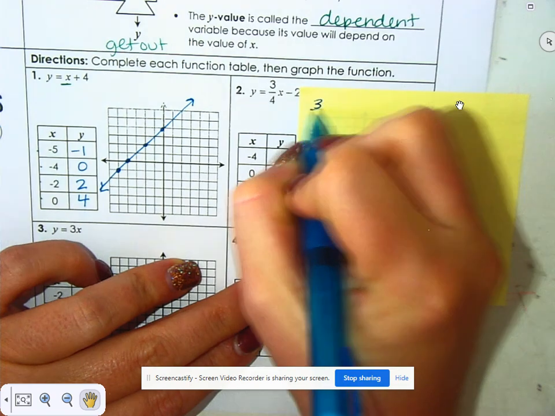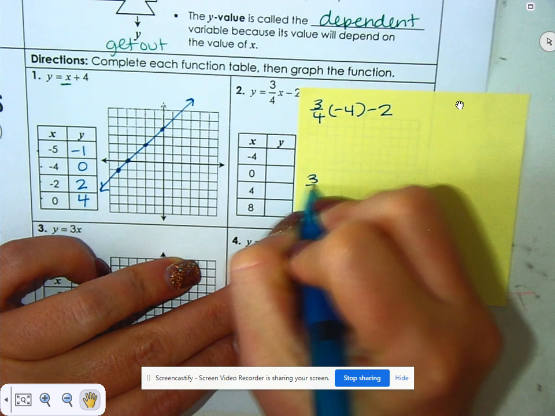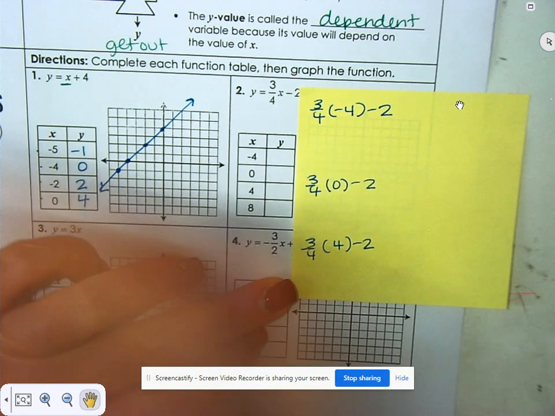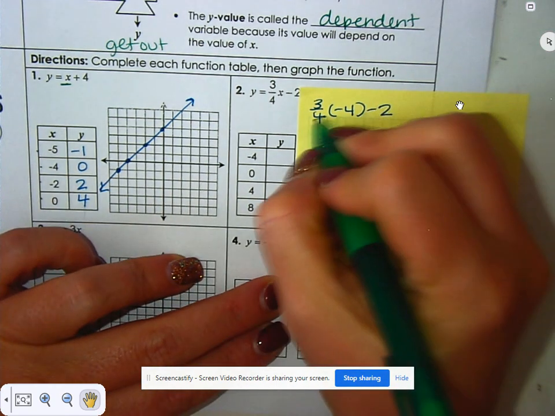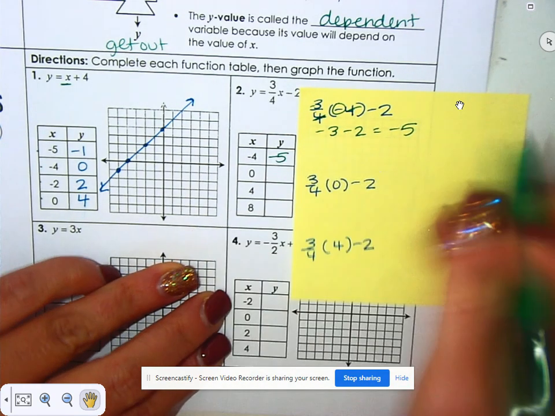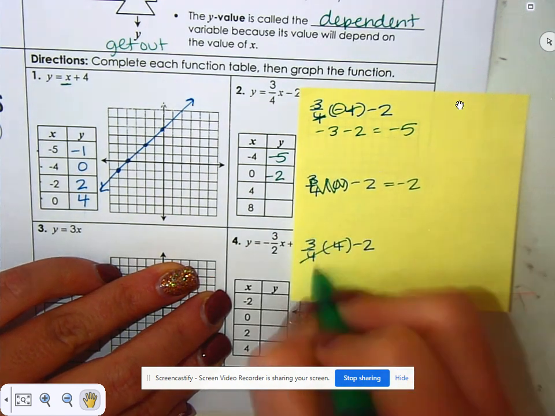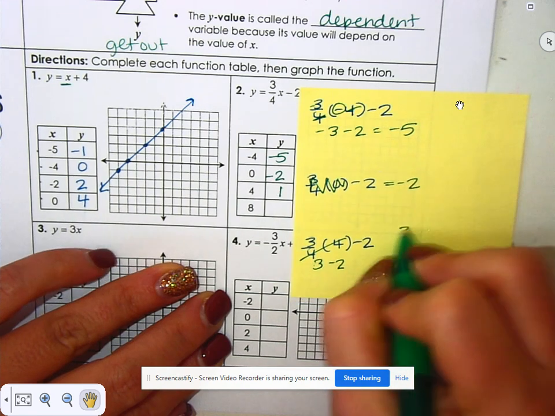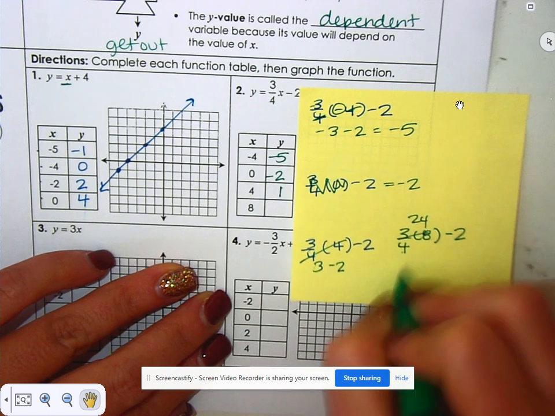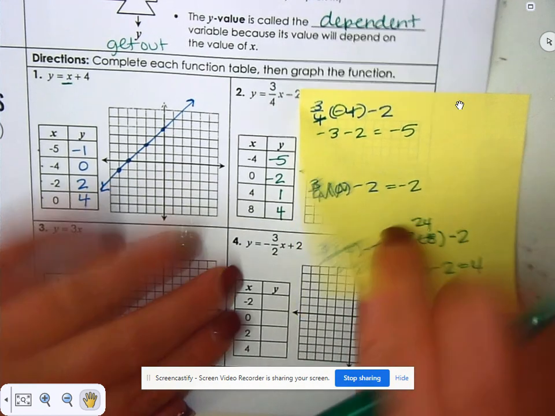All right, so the next one. I'm going to start with 3/4 times -4 minus 2. Do those three first. Here my 4's are canceled, but I still have that negative. So that's -3 minus 2, which is -5. Anything times 0 is 0, minus 2 is -2. 4's cancel, 3 minus 2 is 1. And then I'm going to do the same thing for 8. 3 times 4 is 24, divided by 4 is 6, and 6 minus 2 gives me 4.